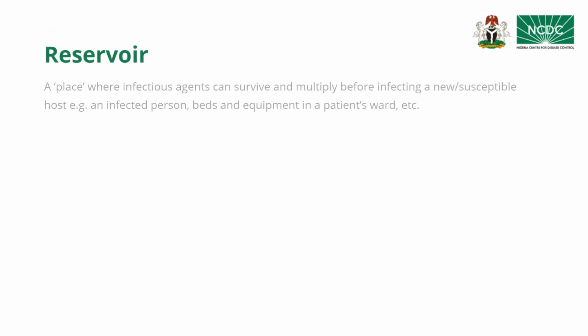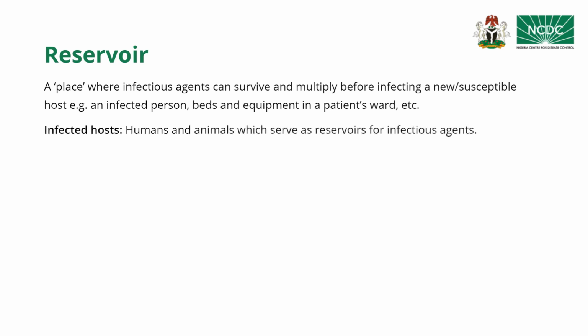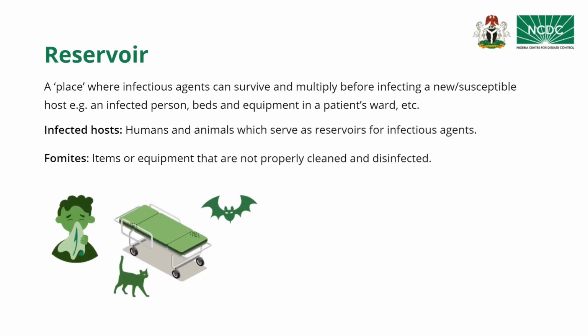A reservoir refers to a place where infectious agents can survive and multiply before infecting a new or susceptible host. This could be a person, animal, or the environment. For example, an infected person or beds and equipment in a patient's ward. Humans and animals which serve as reservoirs for infectious agents are known as infected hosts, while items or equipment that are not properly cleaned and disinfected are known as fomites.